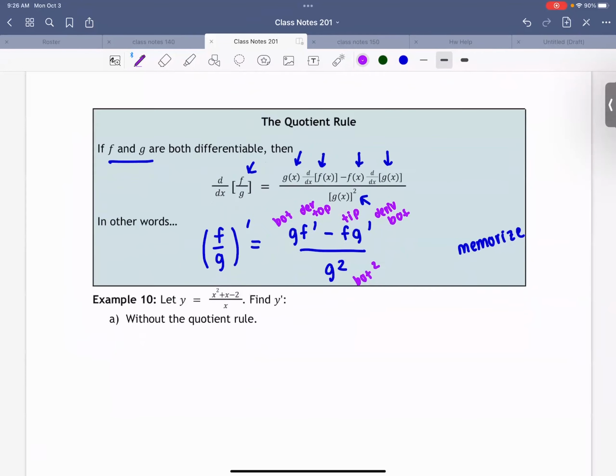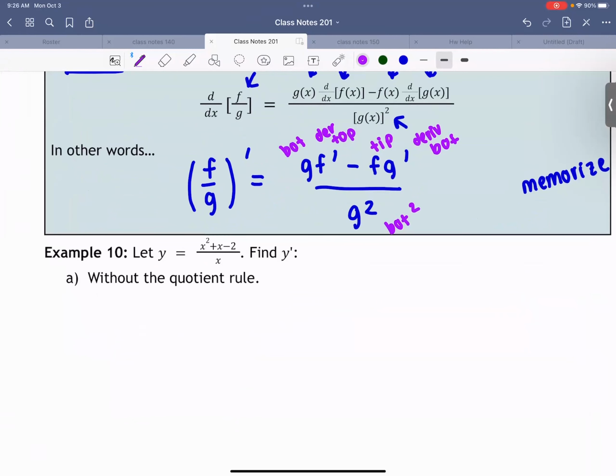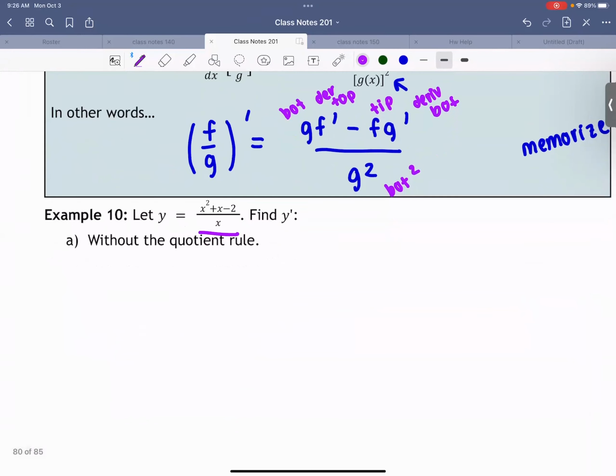So we have this division here. It definitely looks like something we can use the quotient rule on, because we have two functions over each other. But I'm going to tell you, you can actually solve this without using the quotient rule and with using the quotient rule. Let's see how we can do it without. Any ideas on how to not use the quotient rule for this one?